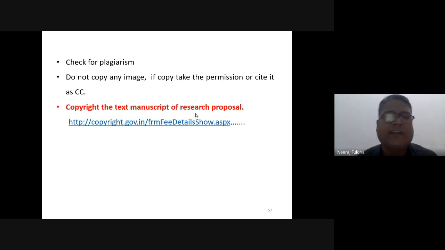It will be hardly 500 or maybe 1,000 rupees. That's all. Go to a notary, ask them, and you can copyright your proposal. Then nobody has the guts to copy it, because they know the person is very strong. The person has already done the copyright also. They will never ever try for this.